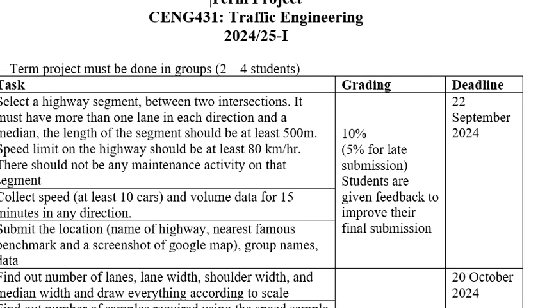Once you have selected the segment, you will do a trial of data collection on the segment. It's a trial, so you can do it at any time, in any direction, no problem. You just go there for 15-20 minutes. You count the number of vehicles in that 15-minute period and you measure the speed of the vehicles.